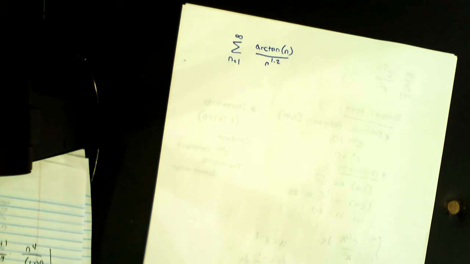And 1.2. Because arctan can't go past pi over 2. So we have pi over 2 over n to the 1.2. Okay, exactly. So we have pi over 2 over n to the 1.2. Now, can you make this direct comparison? It can't go past it. So that means that this will always be larger, right?